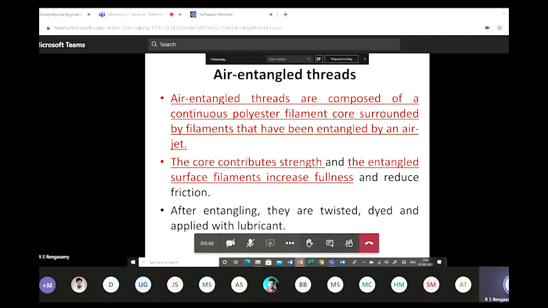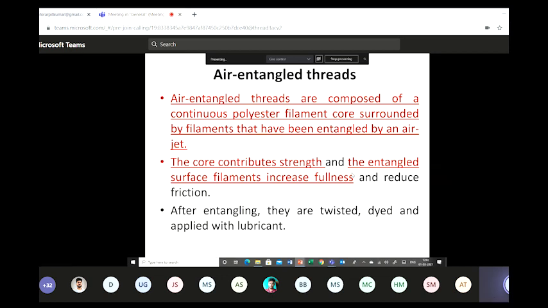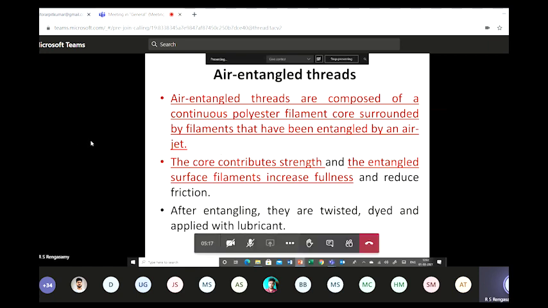So these sheath filaments try to move across the core filaments, which are more or less straight. In the process, what happened? These loose filaments try to form loops on the surface of the yarn. So overall, the structure is held by core filaments, which are more or less straight, and through that, the sheath filaments are crisscrossing. In the process, you will get the loop structure.